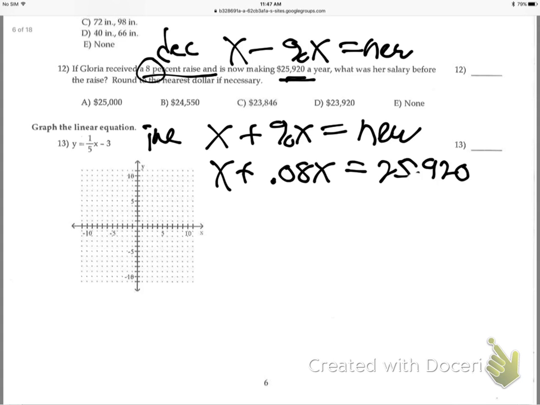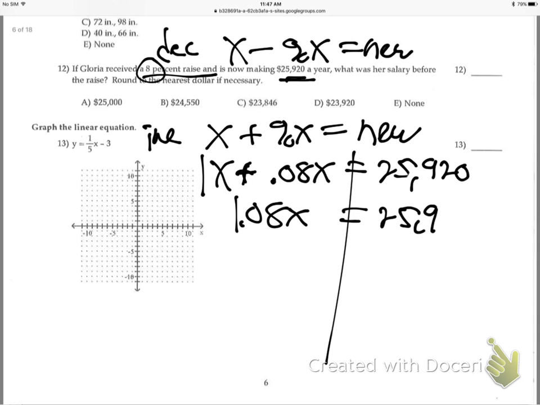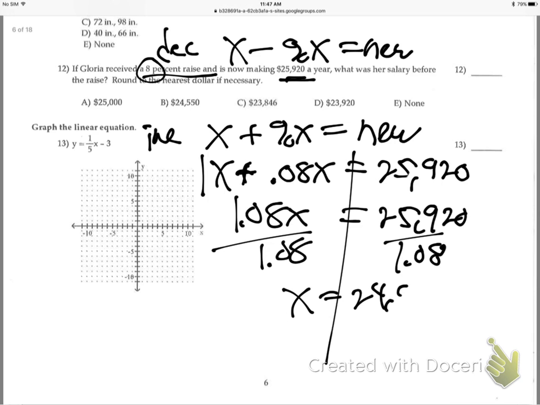$25,920. That's the new salary. All right, so how do we solve for X there? This is 1X and 0.08X. Add them together. It's 1.08X, right? And last step's always divide. Is it just 24,000 straight? Yes. So that was what she was making before the raise.